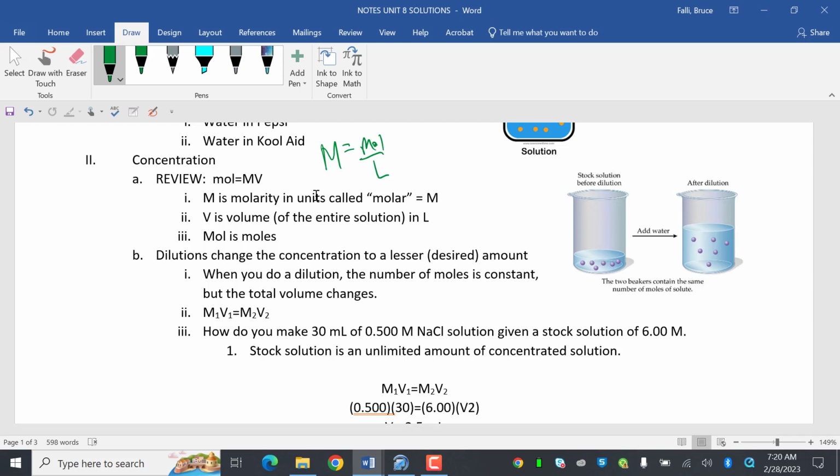Dilutions change the concentration to a lesser desired amount. When you do a dilution, the number of moles is constant, but the total volume changes. So if you're looking at this one right here, I have 1, 2, 3, 4, 5, 6 particles. Then I add more water, and I have 1, 2, 3, 4, 5, 6 particles, right? So it's still going to be 6 moles and 6 moles, but this one is concentrated, and this one is dilute.